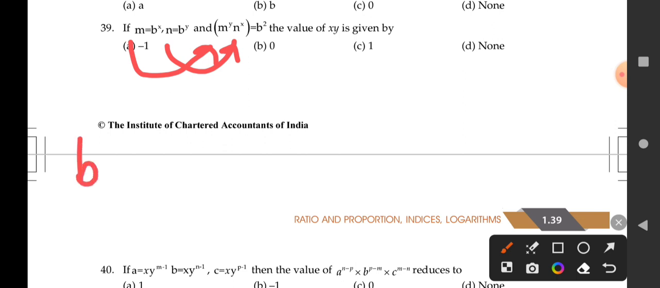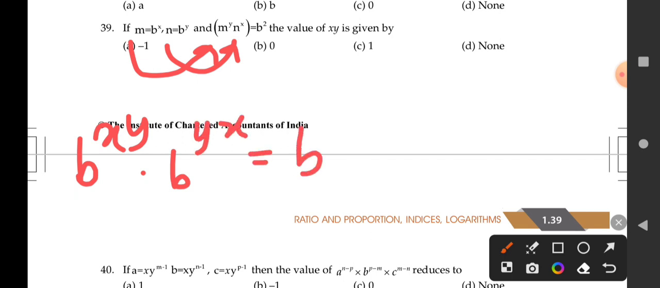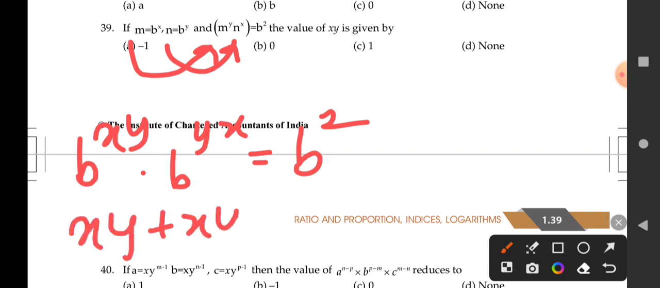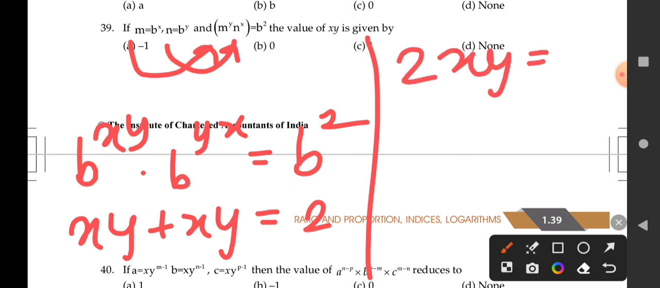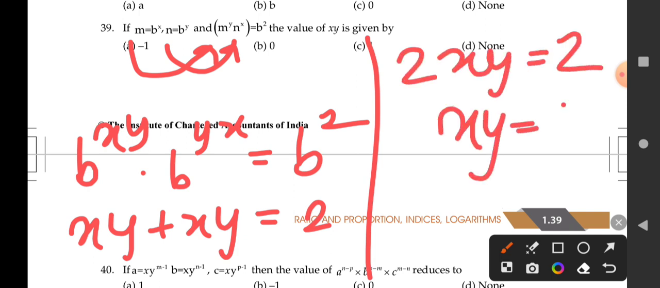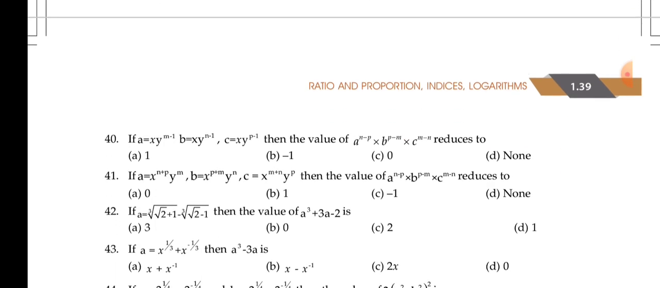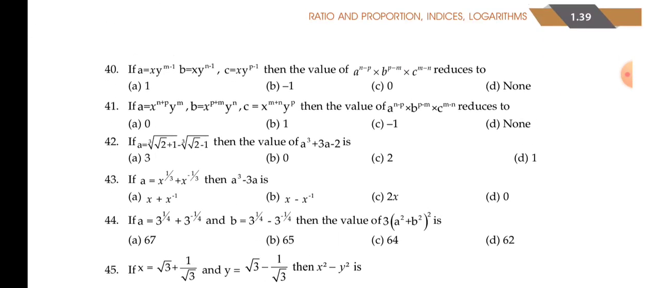solve. So we have b power xy into b power yx is equals to b square. Powers are same, so we have xy plus xy is equals to 2. So we have 2xy is equals to 2. So xy is equals to 1. Option number C. Right? Next question, question number 40.